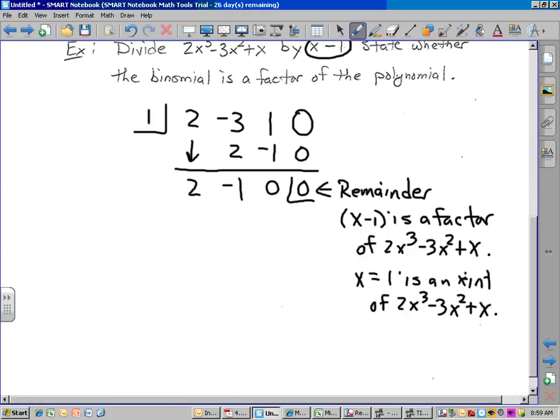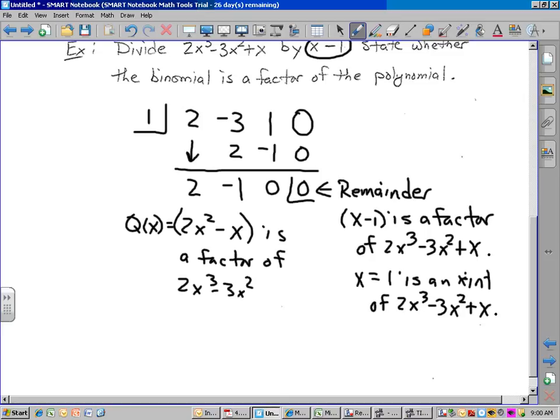Well, we also have a quotient here of 2x squared minus 1x. Or we should just say 2x squared minus x. How is that used? Well, the quotient is also a factor of 2x cubed minus 3x squared plus x. Okay, that's also a factor.